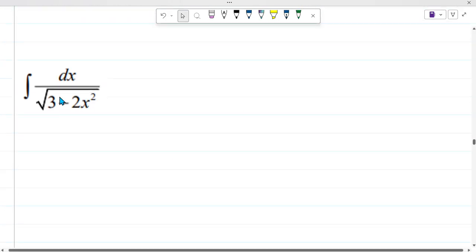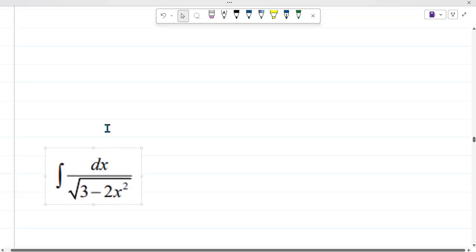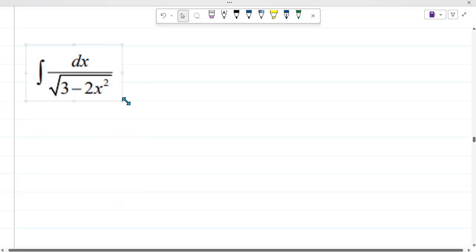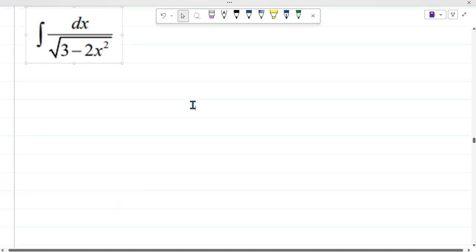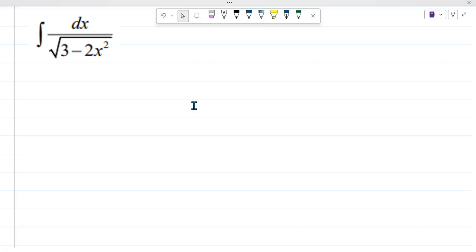I hope you got that one as well, because now you are pausing the video to work out these problems on your own, right? So I hope you got it. So now we have the integral of x divided by the square root of 3 minus 2x squared. So we need to first rewrite this nicely before we can make any conclusions.